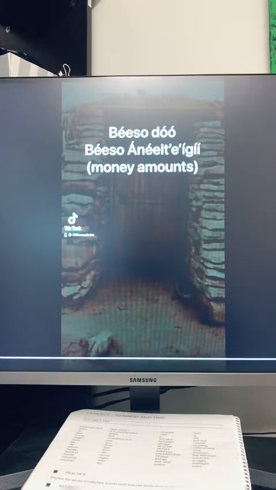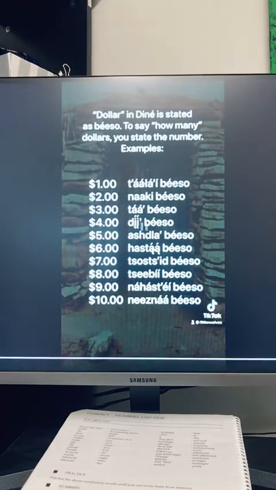Okay, so here we have peso, do peso, egi, money amounts. Okay, dollar in Diné is stated as peso. To say how many dollars, you state the number. Examples: $1, t'alai peso. $2, naki peso.